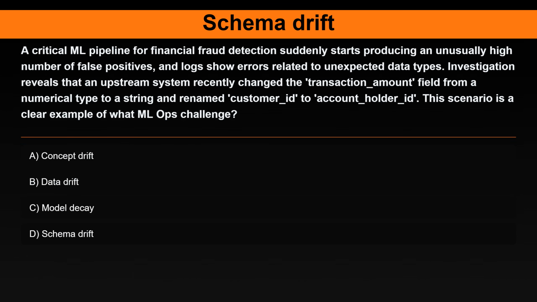Question 4. A critical ML pipeline for financial fraud detection suddenly starts producing an unusually high number of false positives, and logs show errors related to unexpected data types. Investigation reveals that an upstream system recently changed the schema of the transaction_amount field from a numerical type to a string and renamed customer_ID to account_holder_ID. This scenario is a clear example of what MLOps challenge? Option A. Concept drift. Option B. Data drift. Option C. Model decay. Option D. Schema drift.